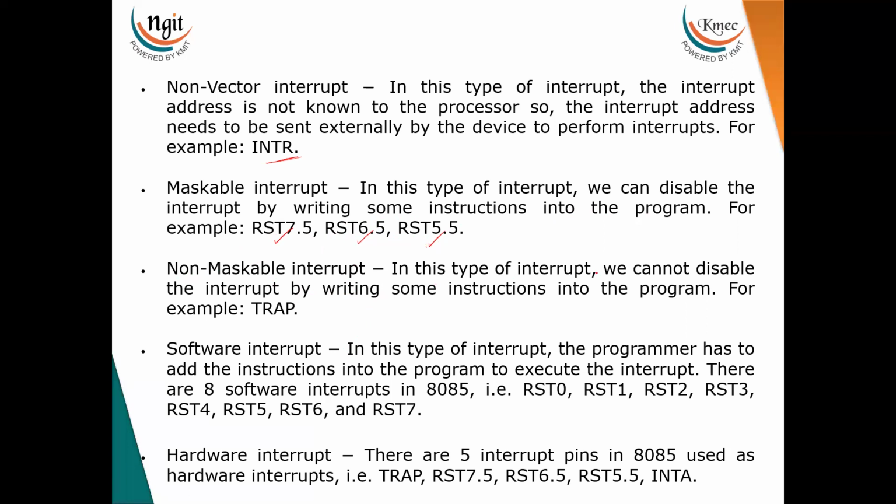Now, the non-maskable interrupt. In this type of interrupt, we can't disable the interrupt by writing instructions into the program. For example, TRAP is a non-maskable interrupt. If it is generated, the processor must execute the ISR of the TRAP. The best example for TRAP is a power failure.